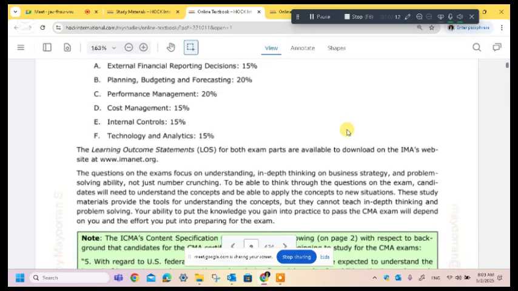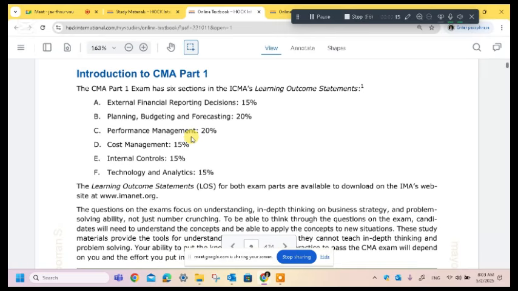Right. See, this is the syllabus for part 1. External financial reporting decisions. This is where we will study some of the accounting standards, for example, how to account for assets, how to account for leases, stuff like that. That is 15% of your syllabus. Planning, budgeting and forecasting 20%, performance management 20%, cost management 15%.